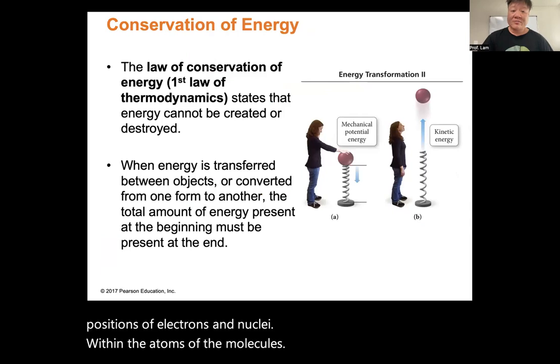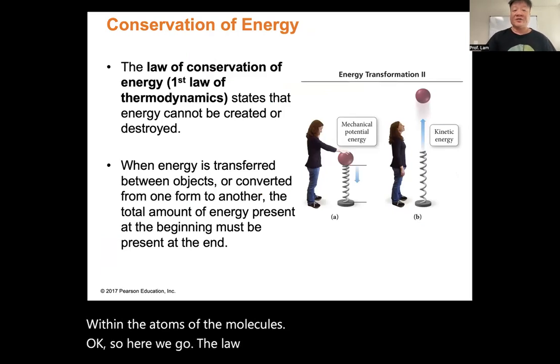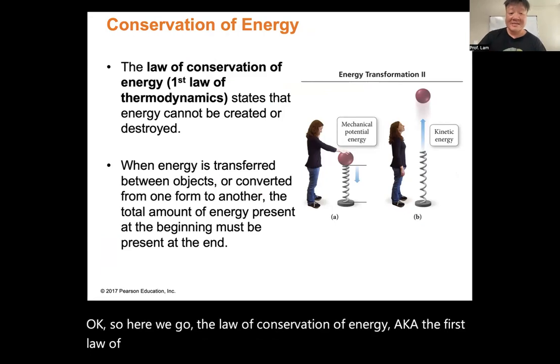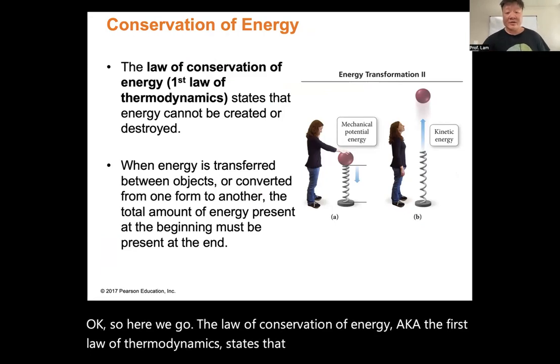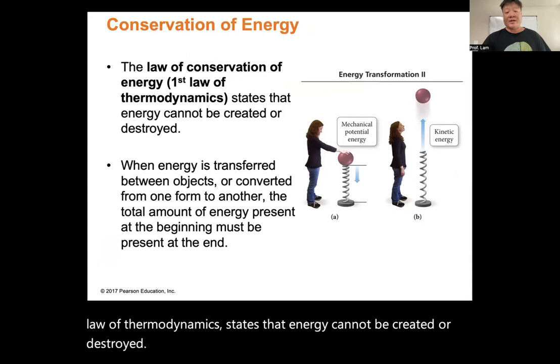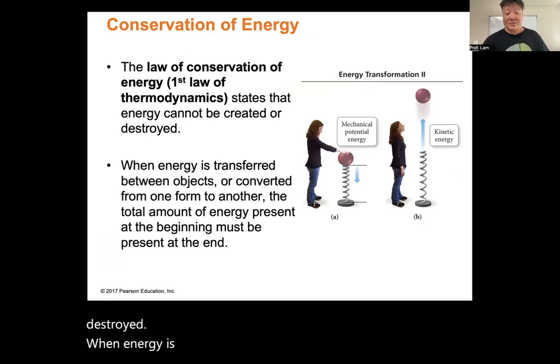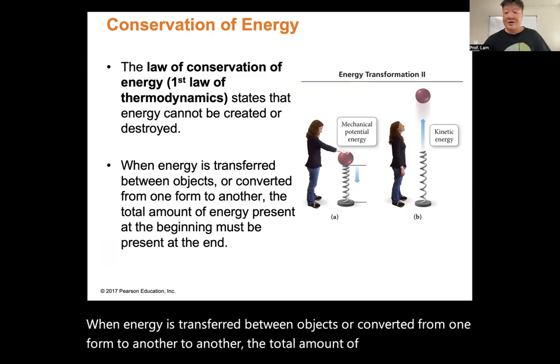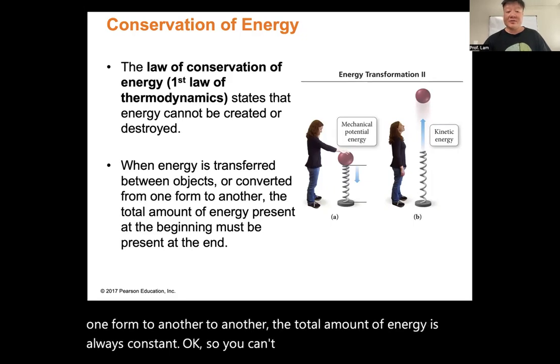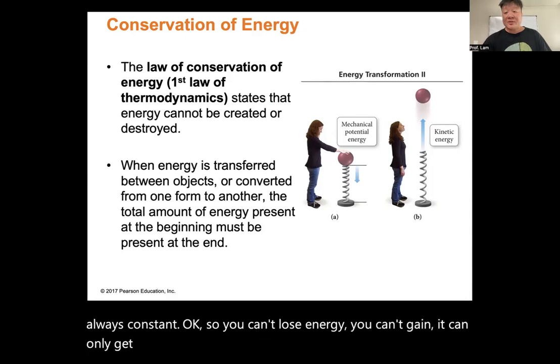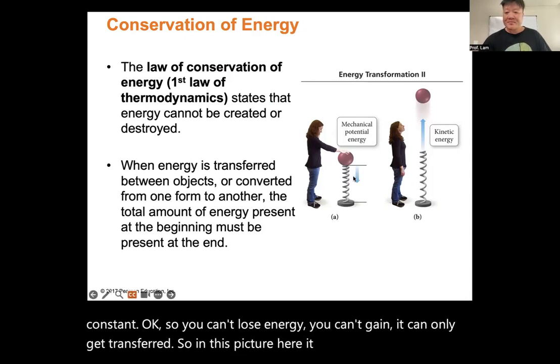Okay, so here we go. The law of conservation of energy, aka the first law of thermodynamics, states that energy cannot be created or destroyed. When energy is transferred between objects, or converted from one form to another, the total amount of energy is always constant. So you can't lose energy, you can't gain it. It can only get transferred.